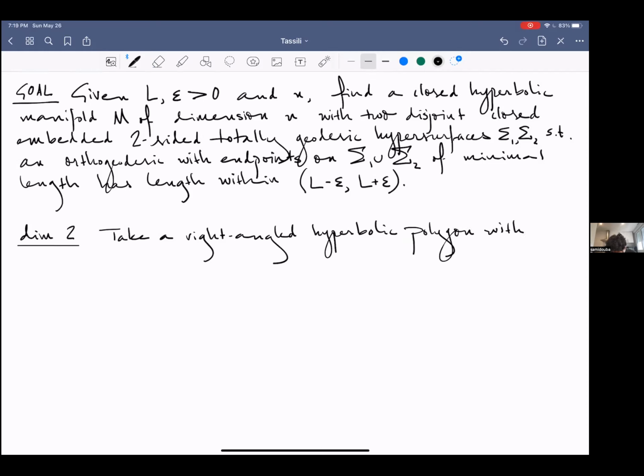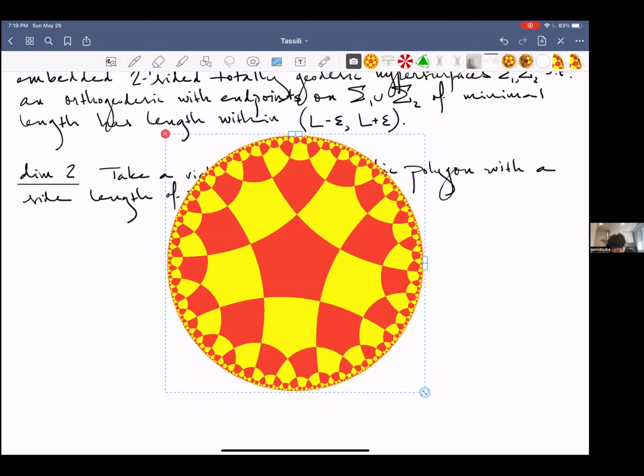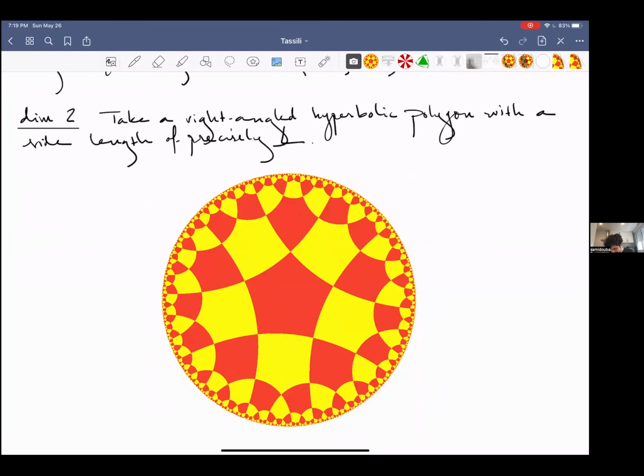with a side length of precisely L. Unfortunately, the only picture I can find online of a tiling is of the regular right-angled pentagon, which somehow I'm going to need you to forget that this polygon is regular to understand the argument in dimension 2. But I want you to imagine that this length is L, and that maybe the other lengths are different. For example, maybe this length is shorter than L.